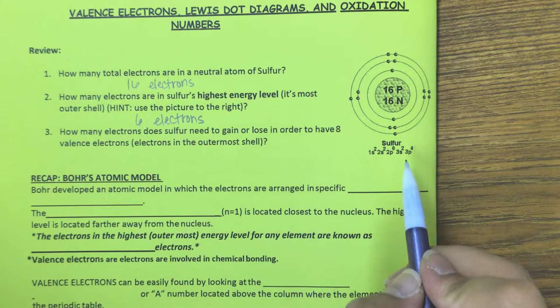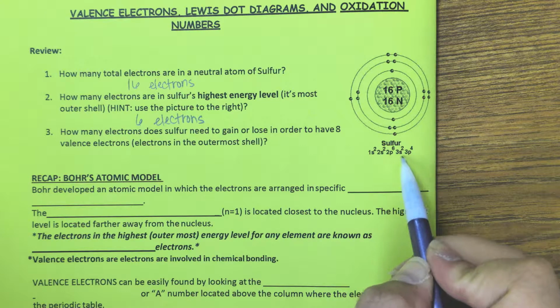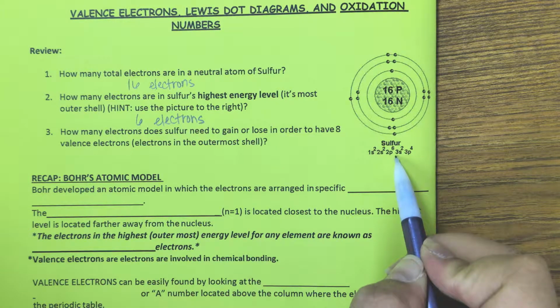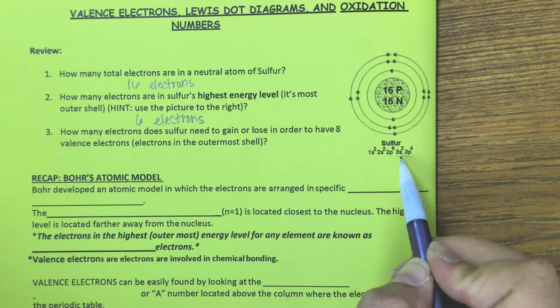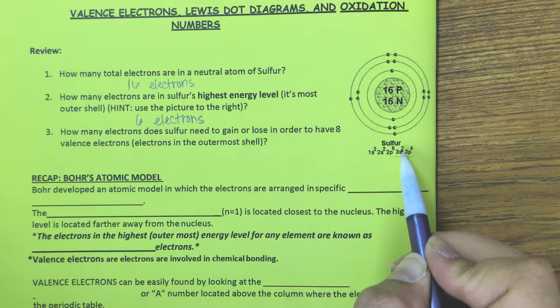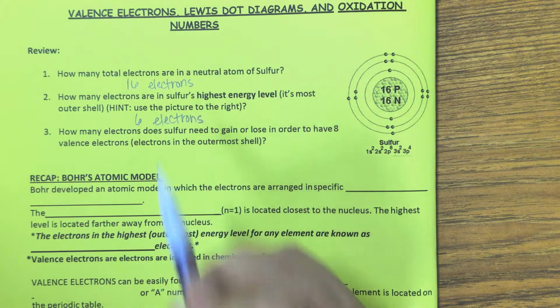Okay, another way to check, well, you have an electron configuration right here. Your highest energy level is the 3rd energy level. So again, you would look at your exponents to help you count how many electrons you have. So 4 plus 2, that's 6 electrons.